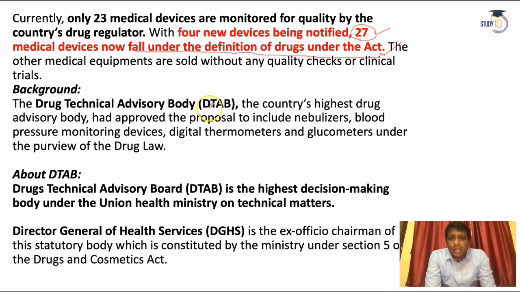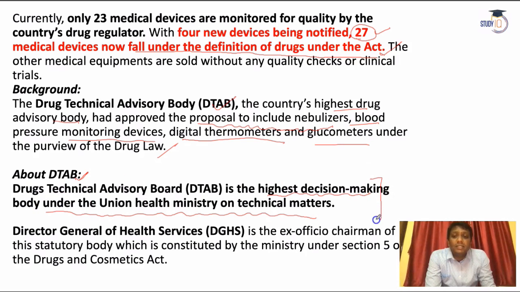The Drug Technical Advisory Board, the country's highest drug advisory body, has approved the proposal to include nebulizers, blood pressure monitoring devices, digital thermometers and glucometers under the purview of the drug law. What is the DTAB? Drug Technical Advisory Board. Actually, the Drug Technical Advisory Board is the highest decision making body under the Union Health Ministry on technical matters.